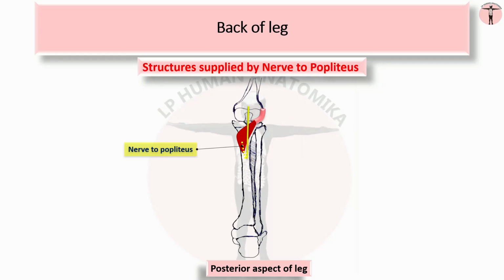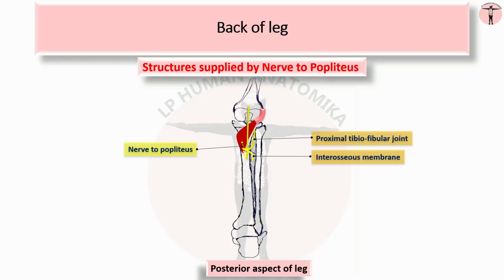The nerve to popliteus, a branch from tibial nerve, apart from supplying popliteus, also supplies the following structures: interosseous membrane of leg, proximal tibiofibular joint, distal tibiofibular joint, and tibialis posterior.